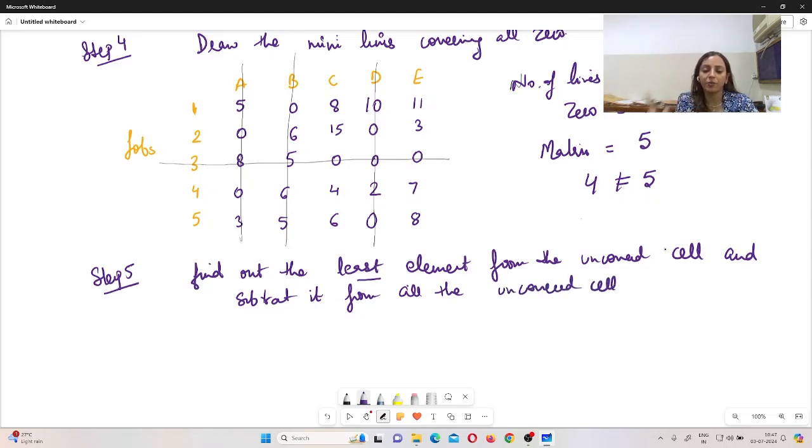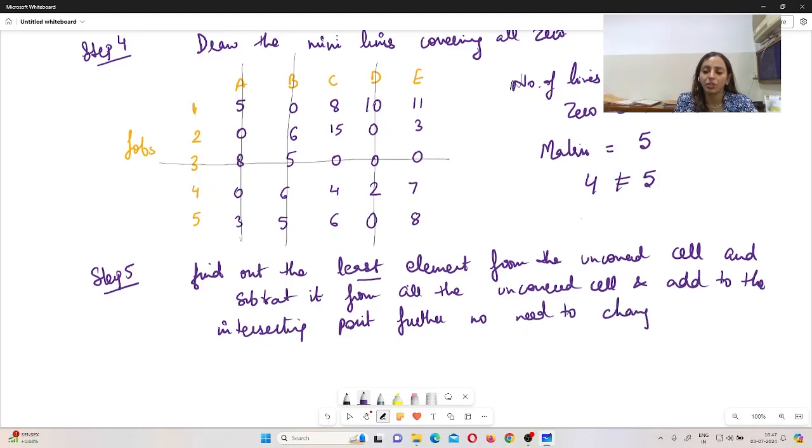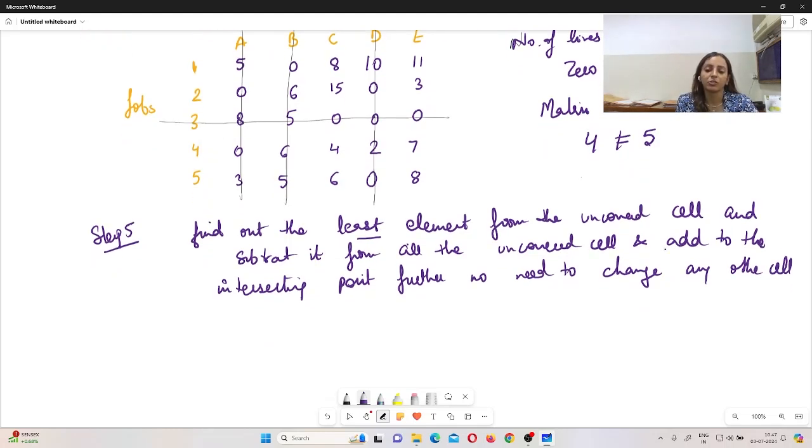That means you have to subtract it from the uncovered cells and add it to the intersecting point. So the one that has the intersecting point, that means the one covered by both a row and a column, you add it to that point, right? And the one that is under a single line, no need to change it. Further, no need to change any other cell. Like the one that is covered under the line, you need not change the data there. Right. So start doing this adjustment.